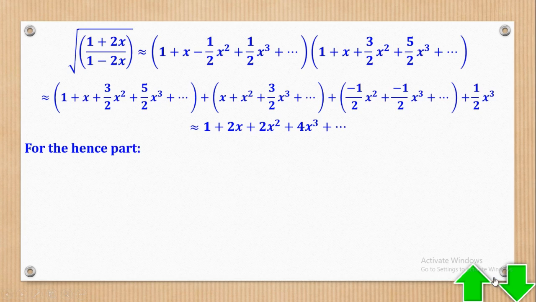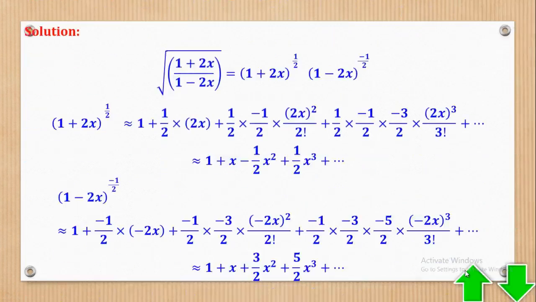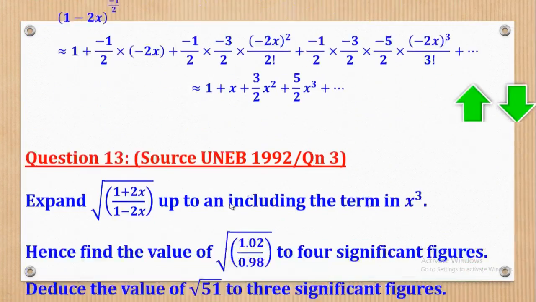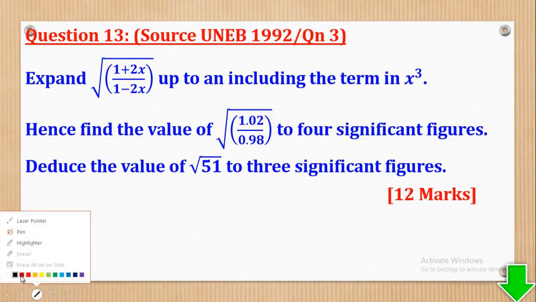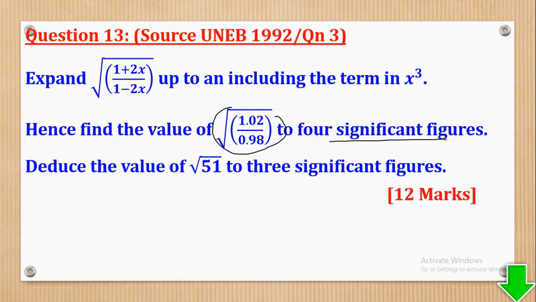Now let's go to the hence part. The hence part says, hence find the value of this to 4 significant figures. And the deduction says, deduce the value of root 51 to 3 significant figures. So let's start with the hence part.